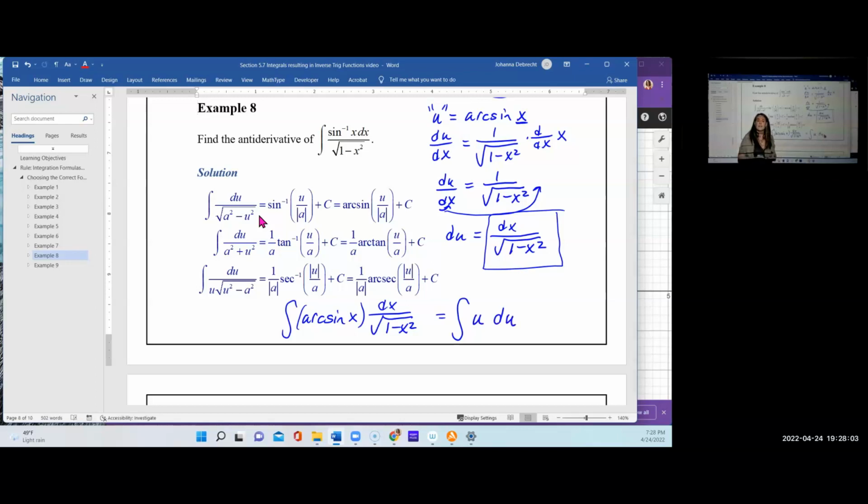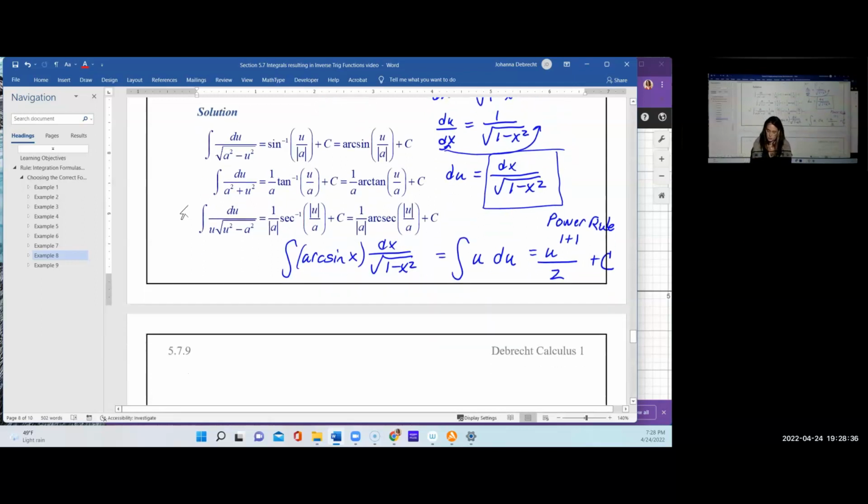Now that is a very simple power rule integral. The differential du tells me that u is the variable. This is u to the first power. So I can apply the power rule on the next step. And when I apply the power rule, this is going to give me u to the 1 plus 1 divided by the new power plus a constant. That gives me u squared divided by 2 plus c.